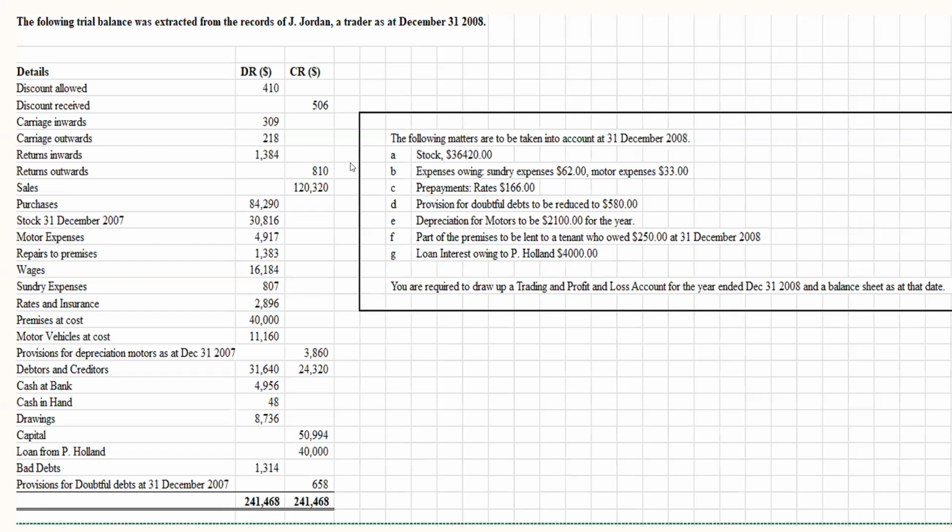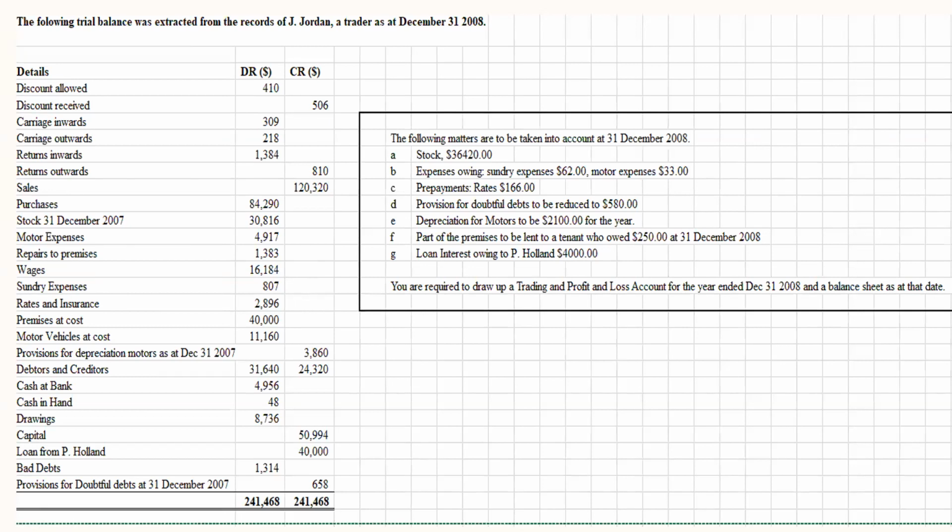All right, you guys, so let us begin. We are continuing with this question. You all actually had this question for homework, where I had indicated last week that you all had to prepare the income statement and the balance sheet for the simple sole trader.